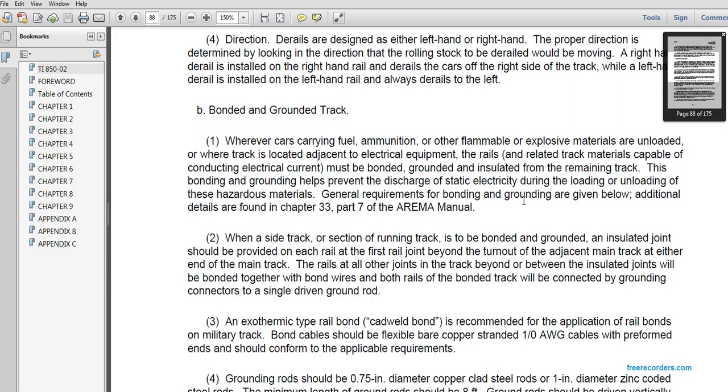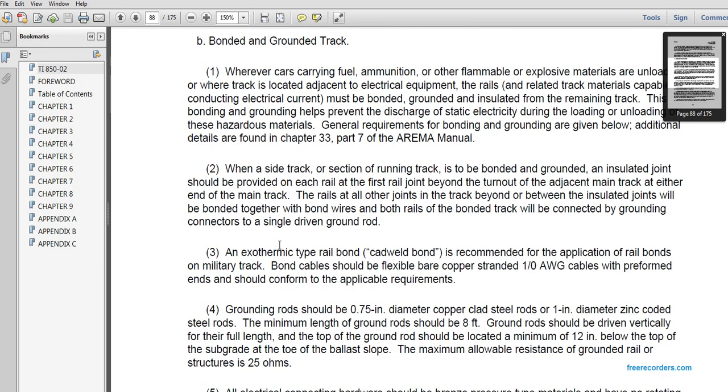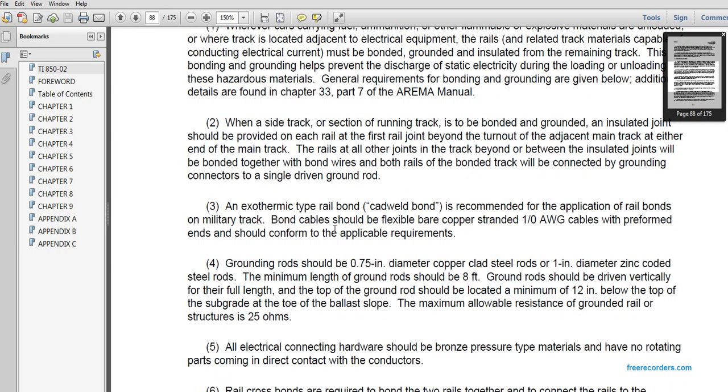General requirements for bonding and grounding are given in additional detail in Chapter 33, Part 7 of the AREMA Manual. 2. When sidetracking, the section of the track to be bonded and grounded shall have an insulated joint provided on each rail, at the first rail joint beyond the turnout of the adjacent main track at either end. The rails and other joints in the track between the insulated joints will be bonded together with bond wires. Both rails and bond track will be connected by grounding connectors to a single driven ground rod.